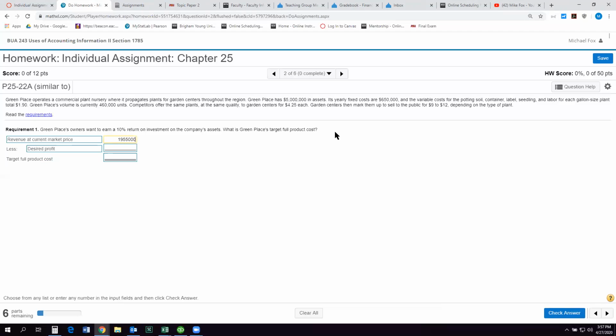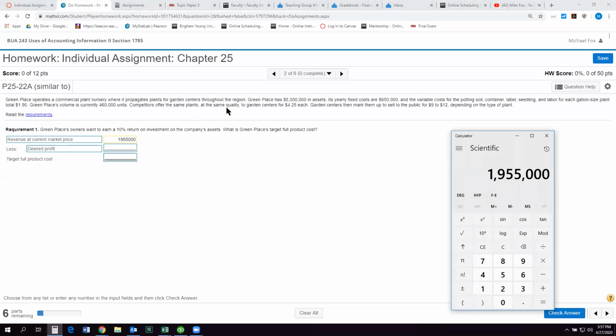It also tells us that they want to earn a 10% return on investment on the company's assets. So to figure out our desired profit, we take the total assets of the company, which is 5 million here, and multiply that by 10%, which should be 500,000. We did the math right in our head, and we did because we're smart.